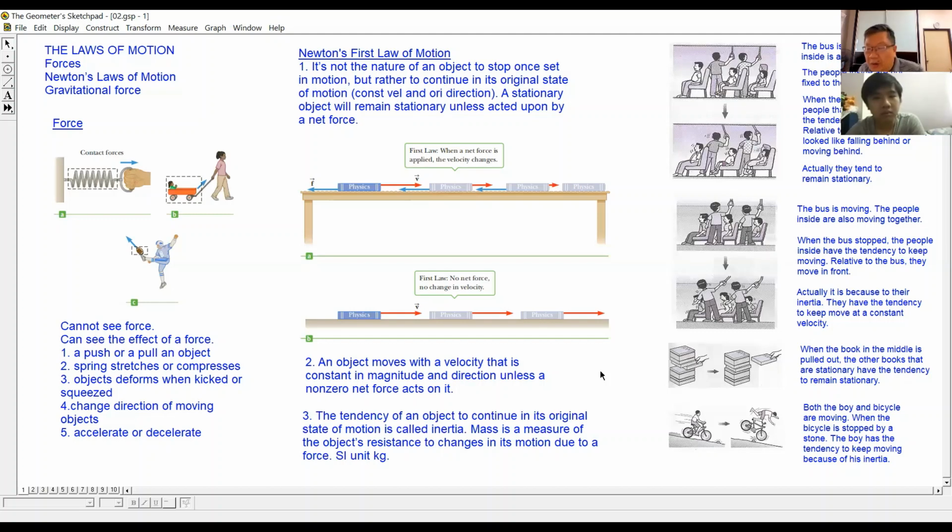So inertia is just the tendency of the object, very reluctant to move when it is stationary. It has a tendency to remain stationary. That is the inertia of that object. Or if the object is moving, it has the tendency to continue to move. It cannot suddenly stop by itself. So it has the tendency, and that tendency is called inertia, and it is described in Newton's first law of motion.